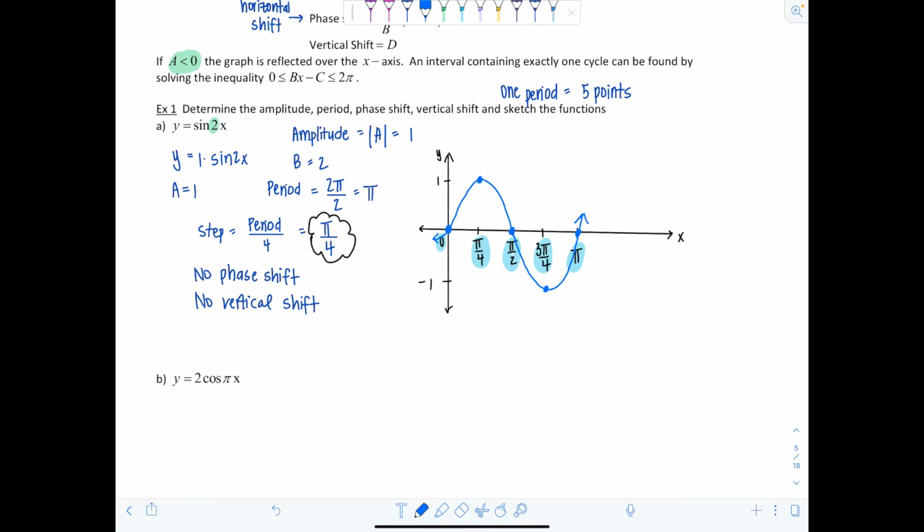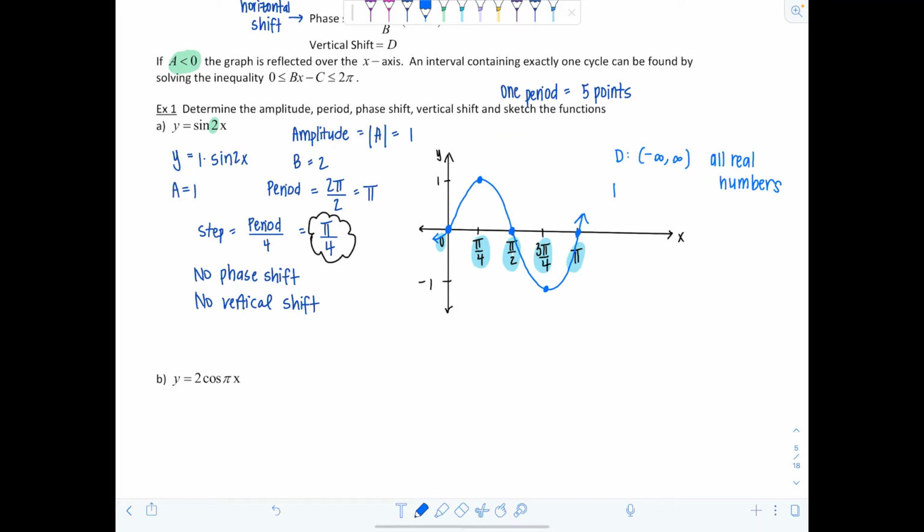All right, they didn't ask for it, but let's go ahead and do the domain and range so we get in good practice because we'll be asked for that later on. The domain is always going to be all real numbers, so -infinity to infinity. That means the same thing as all real numbers. Just start getting used to using interval notation more.